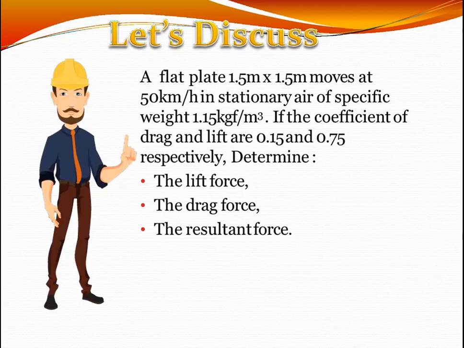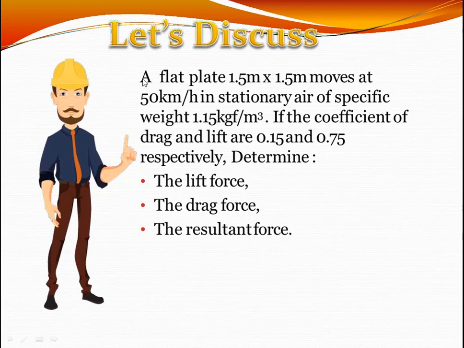In this video, we will discuss a numerical on lift and drag force. Let's start with the numerical. A flat plate 1.5 meter by 1.5 meter moves at 50 km per hour in stationary air of specific weight 1.15 kgf per meter cube. If the coefficient of drag and lift are 0.15 and 0.75 respectively, then we have to determine the lift force, the drag force and the resultant.